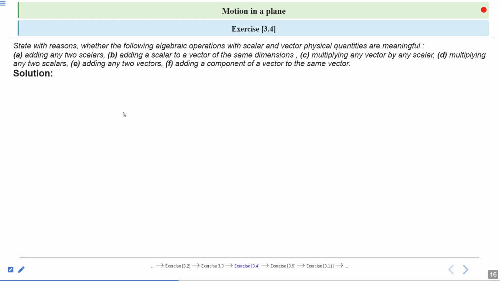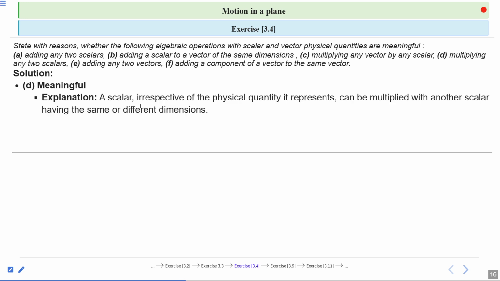If we talk about D, meaningful, because a scalar, irrespective of the physical quantity it represents, can be multiplied with another scalar having the same or different dimensions. For example, area is equal to length into width. So here length is 5 centimeter and width is 3 centimeter, so equal to 15 centimeter square.